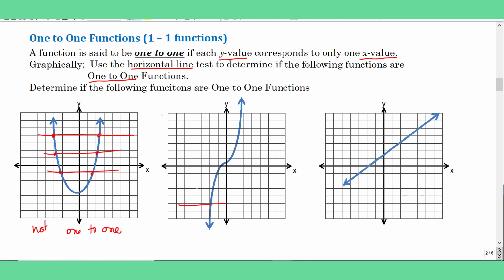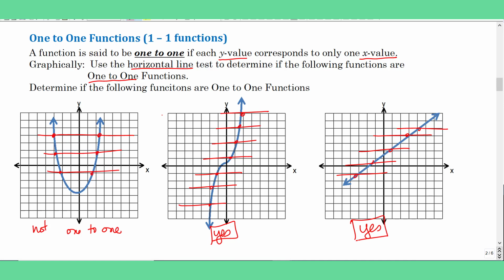All right, so what about this one? No matter where I draw a horizontal line, it only intersects the function in one unique spot. So yes, this is one-to-one. Same thing on this one, no matter where I draw a horizontal line, it only intersects the graph in one unique point. And so yes, this is a one-to-one function.